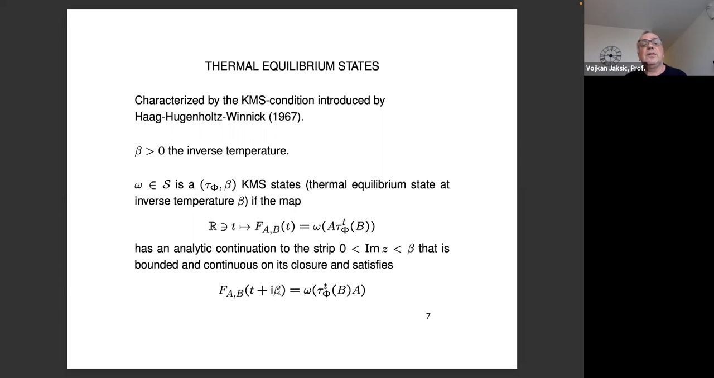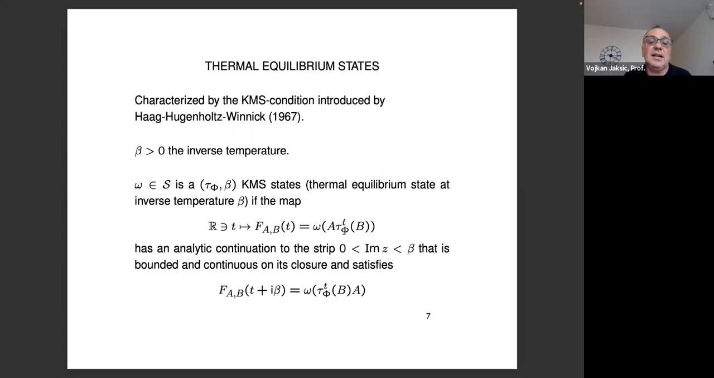So the definition goes as follows. We fix inverse temperature beta. This is a mouthful if you have not seen it before. Then a state omega is called a tau phi beta KMS state, where tau phi is the dynamics and beta is the inverse temperature, or we just say a thermal equilibrium state at inverse temperature beta, if for every A, B in our algebra, we have a correlation map, t going to the function F_{A,B}(t), which is just omega of A times B evolved with the dynamics for time t.